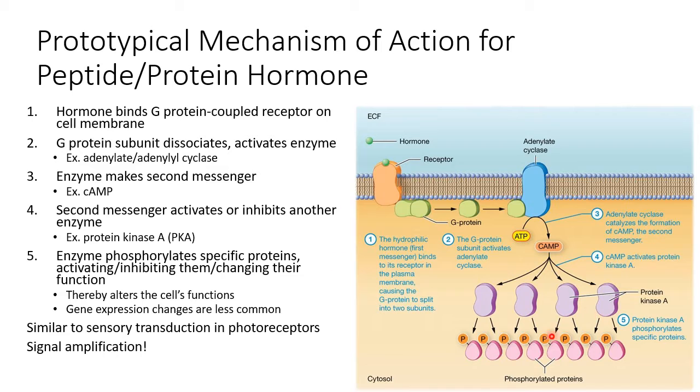So when this hormone attaches to its receptor, that's going to kick off all of these intracellular effects that ultimately change the function of these proteins that had a phosphate group added to them. So that changes the functions of the proteins in the cell. It's also possible for these peptide hormones to change the gene expression of the cell. It's just a little bit less common.